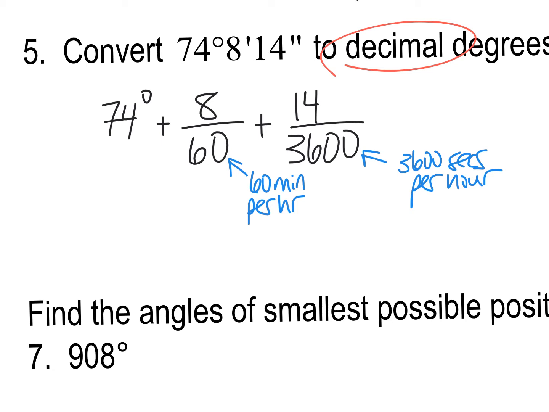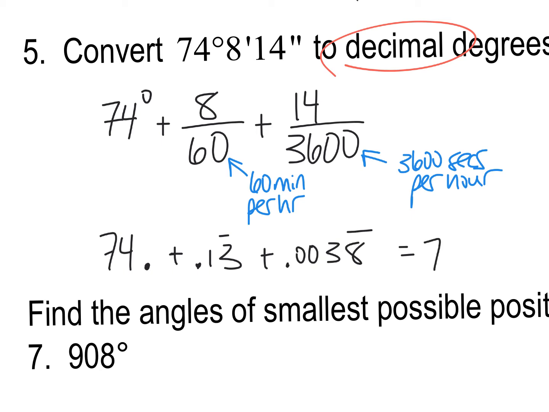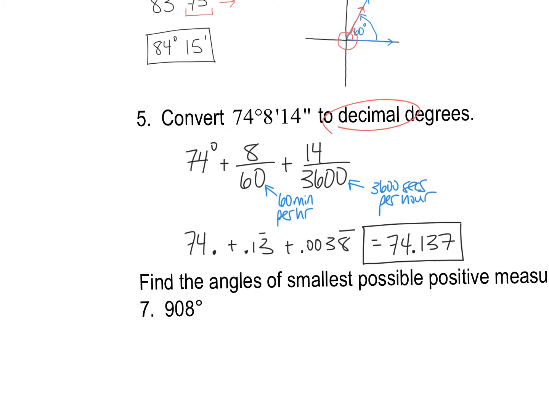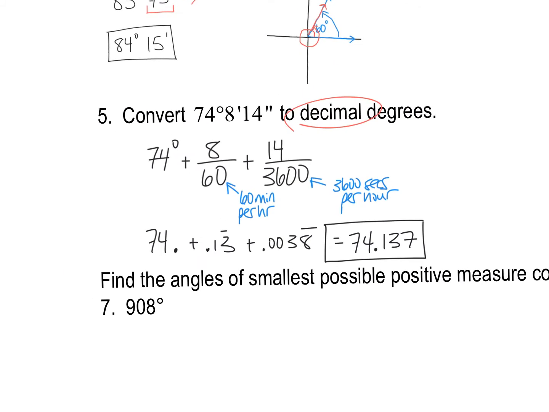8 over 60. Well, I'm going to bring down my 74 first. And that turns into 74 point, the degree does. I'm going to be adding 8 over 60, which is 0.13 repeating. And 14 over 3,600 is 0.0038 repeating. And so I just have to add those three numbers together, which is weird, I know, but it's 74.13, and I'll just round up to 3 decimal places, 0.137. So kind of weird, but a new phenomenon that we need to be starting to think about in this class, okay?